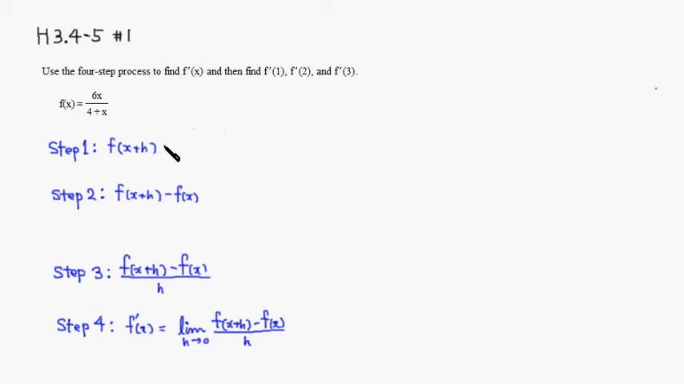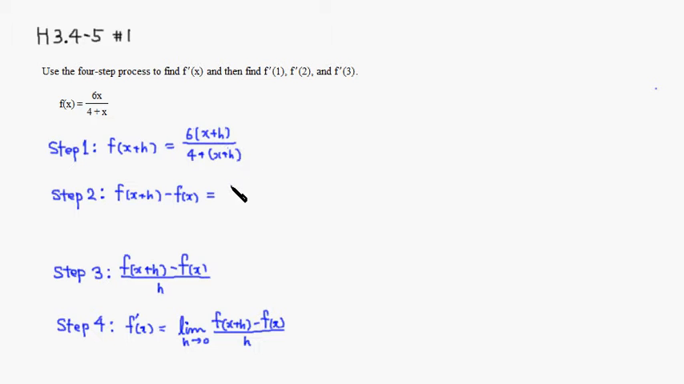So this is going to be equal to 6 times quantity x plus h, divided by 4 plus x plus h. So this is our first step. All right, second step, we need to find f of x plus h minus f of x. So let's do that.